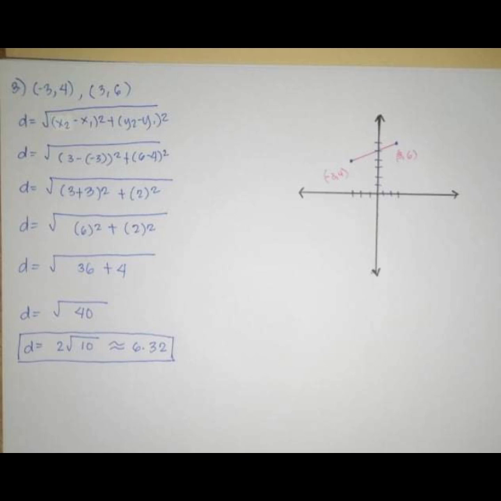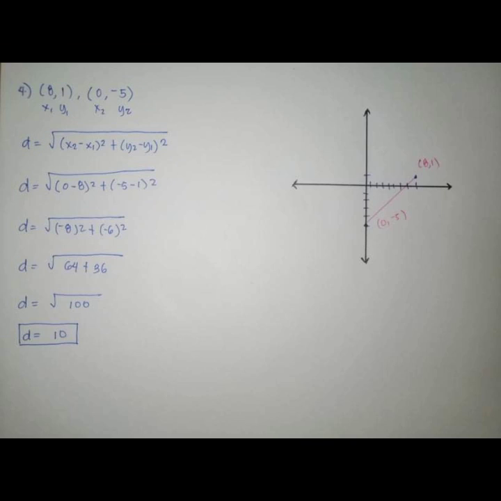So we have d is equal to the square root of (3 minus negative 3) squared plus (6 minus 4) squared. So we have the square root of (3 plus 3) squared plus 2 squared. So we have 6 squared plus 2 squared, which is the square root of 36 plus 4, equal to the square root of 40. So the square root of 40 is equal to 2 square root of 10, or 6.32. And the graph is like this, on the other side.